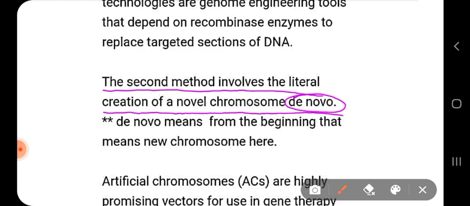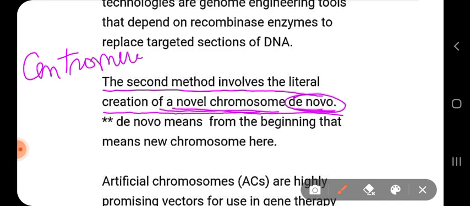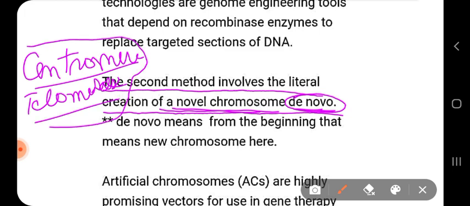But creating a new chromosome within the laboratory is a difficult task, because we need the centromere region and the telomere region. These are essential regions, which we will find, obviously, from the normal chromosome. These are required for making an artificial chromosome. So this is the second method.